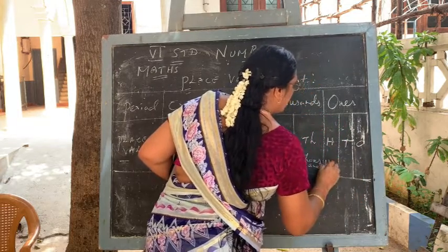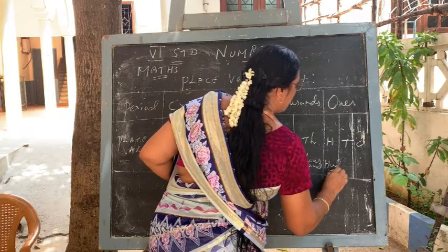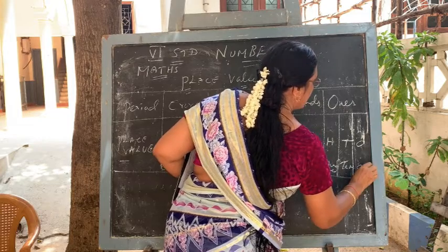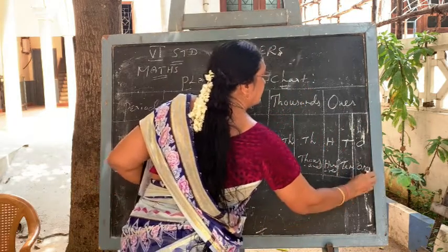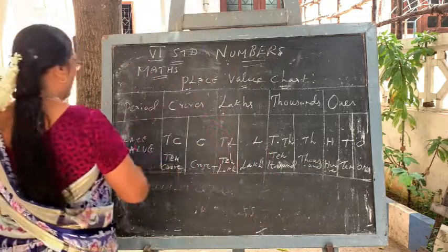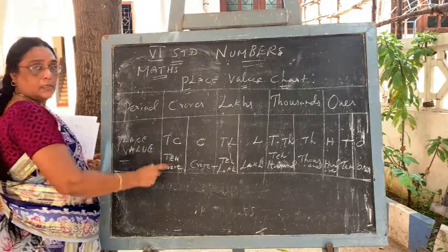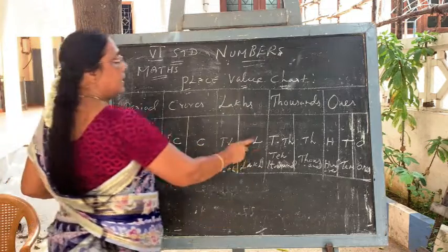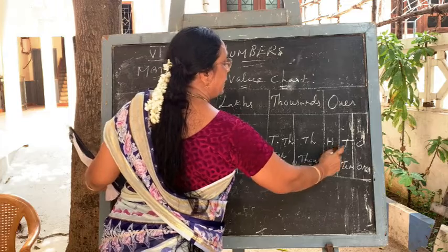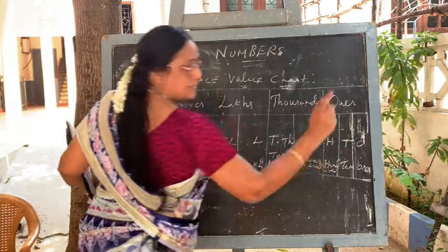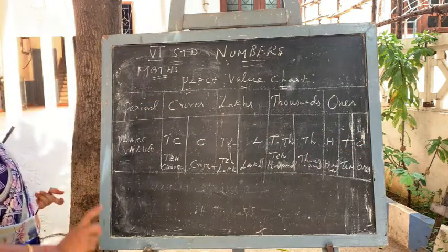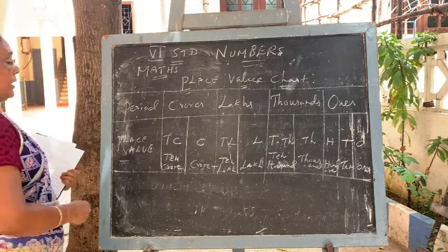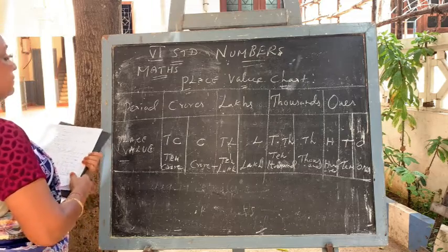Here this is 100, then tens, this is ones. You have to listen. The places are TC, 10 crore; C, crore; TL, 10 lakh; lakh; 10,000; 1,000; 100; tens; ones. Right? This is the place value chart. All of you must learn this. Then only you can find the place value.